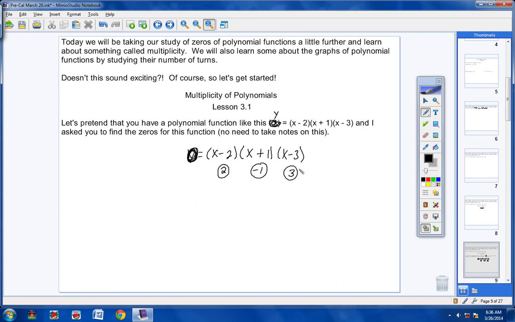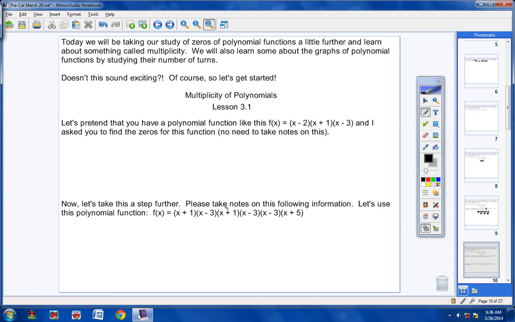So there's your 3 zeros. Now, I just kind of wanted to show you what to do when the polynomial is already factored for you. Now let's take this a step further. Please take notes on this information.